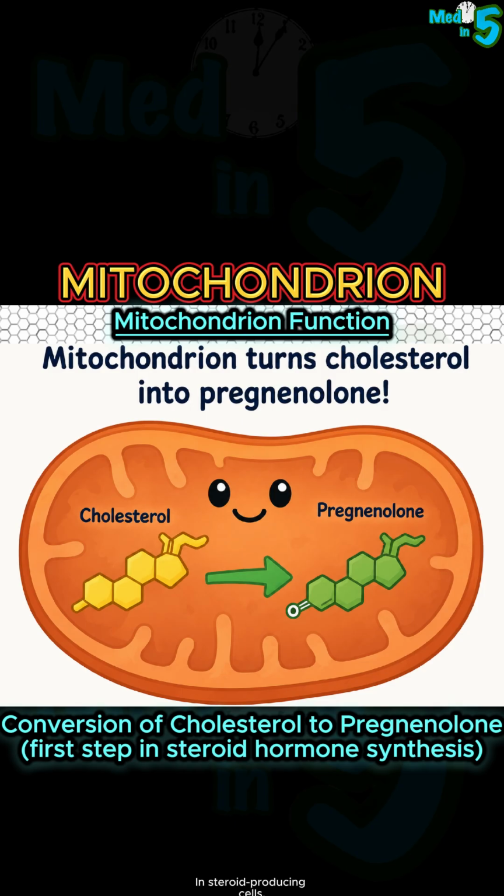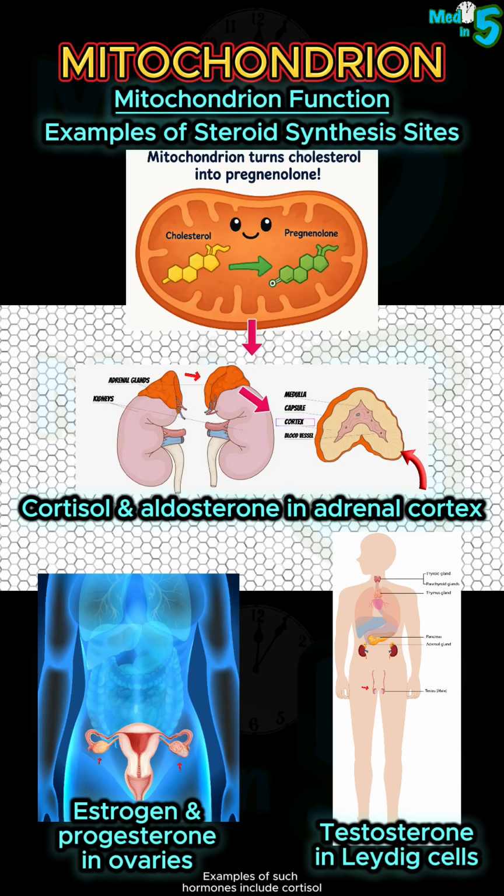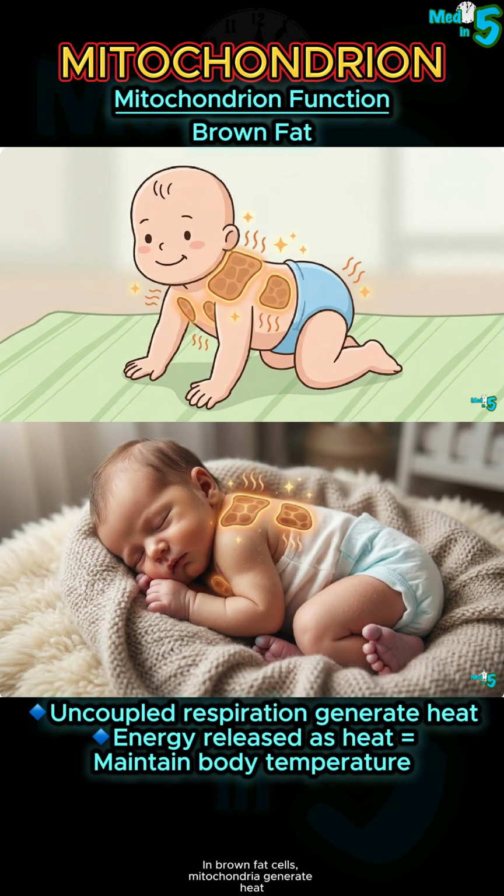In steroid-producing cells, mitochondria convert cholesterol into pregnenolone, the first step in steroid hormone synthesis. Examples of such hormones include cortisol and aldosterone in the adrenal cortex, estrogen and progesterone in the ovaries, and testosterone in Leydig cells. In brown fat cells, mitochondria generate heat through a process known as uncoupled respiration.